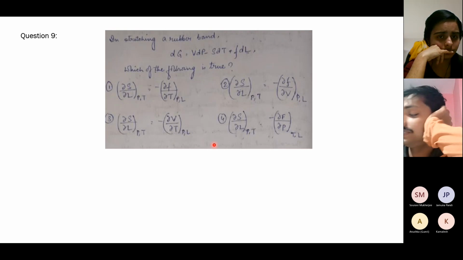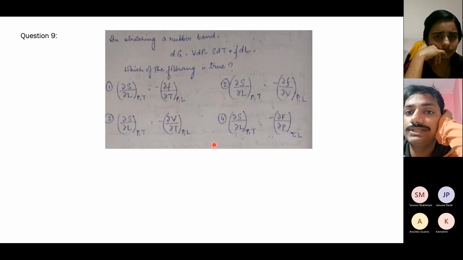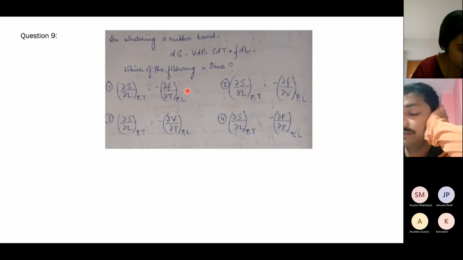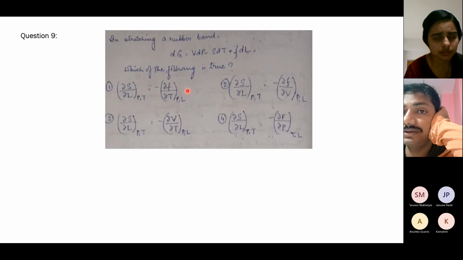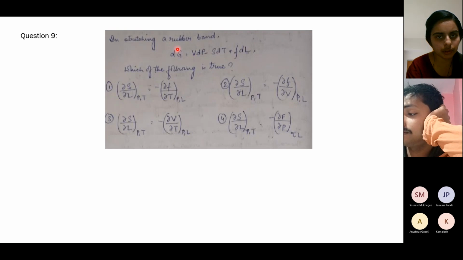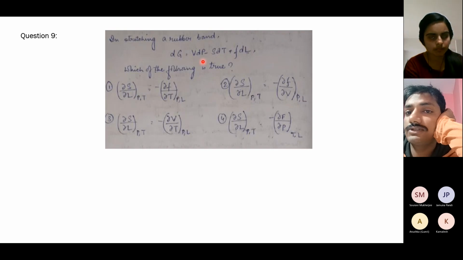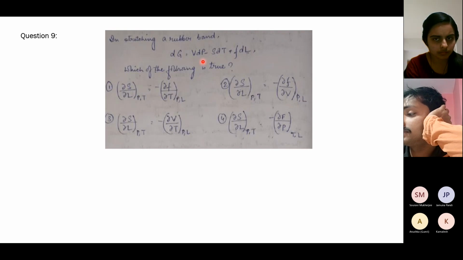dG equal to V dP minus S dT. I think I got it wrong on this. So you know how to get to this, right? Yes. Then where is the confusion? Actually, I have written it the wrong way, that's why I'm getting it.